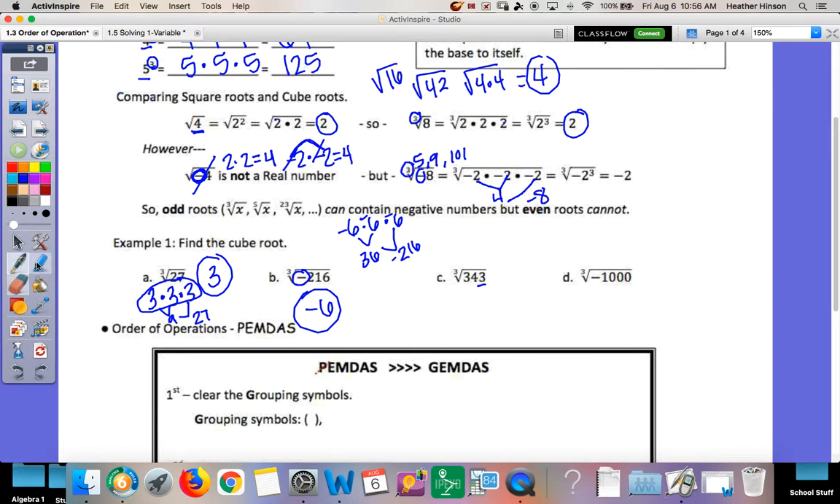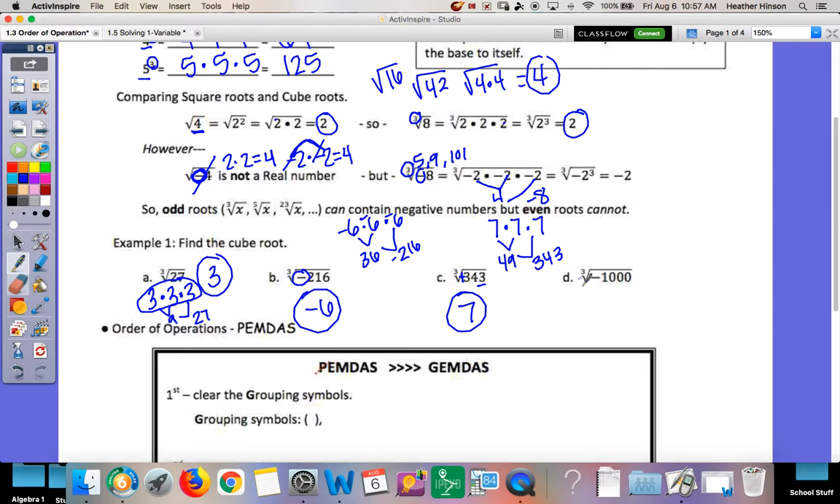So let's go to our next odd number, 7. So 7 times 7 is 49. 49 times 7 is 343. So the cubed root of 343 is 7. And it's positive, so our answer is positive.